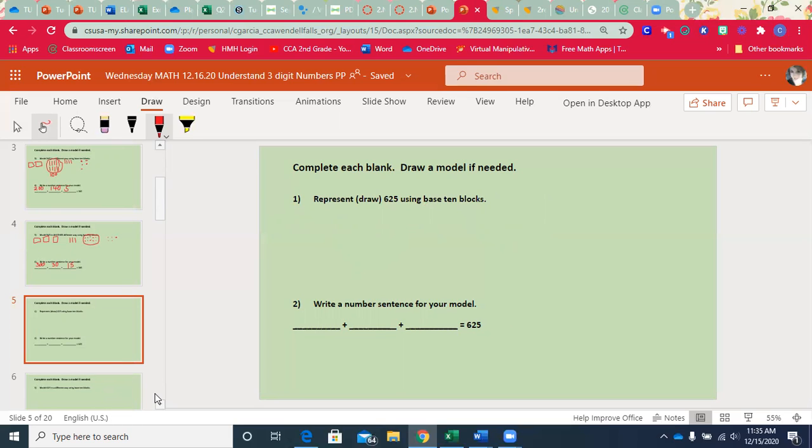So teachers, please work over the next 3 slides with your class. The number has now changed to 625, and you're going to go through the same process as we did up here for this number 625, representing the number 3 different ways, writing 3 different number sentences.